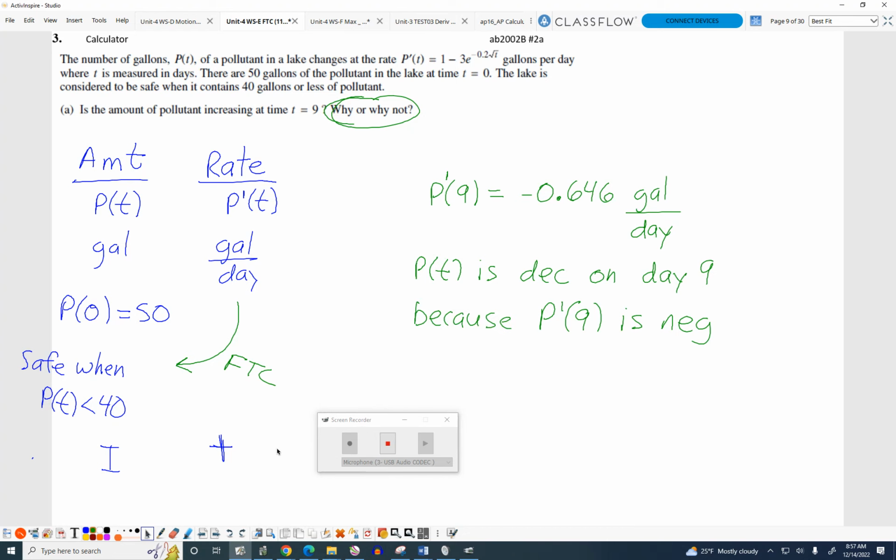So we had talked about part A, the fact that they're talking about an amount of pollution in a lake. So we label that as P of T as they specify. We know that those units are gallons, so we've done that. We know that the amount of pollution in the lake at time 0 is 50. We know the rate is specified as P prime of T.